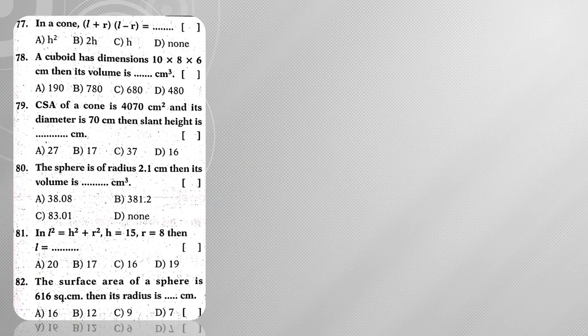In a cone, L plus R into L minus R can be written as L square minus R square. L square minus R square is nothing but H square. So the answer is H square. Next, a cuboid has dimensions 10 by 8 by 6. Then its volume is. Volume is nothing but length into breadth into height only, no? So 10 into 8 into 6.